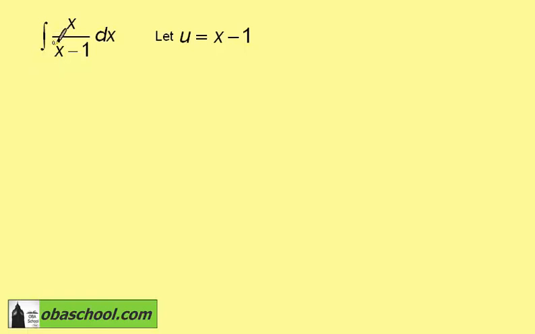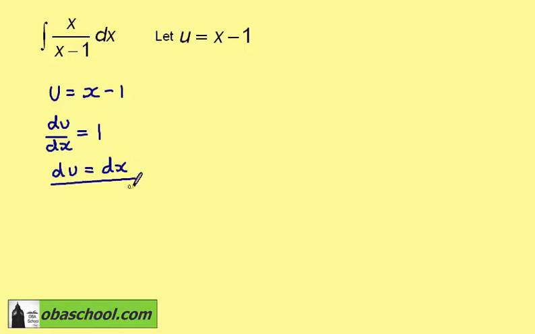We want to integrate x over x minus 1 with respect to x. We're going to let u be x minus 1. If u is equal to x minus 1, then du dx is equal to 1. Separating the variables, we get that du is equal to dx.